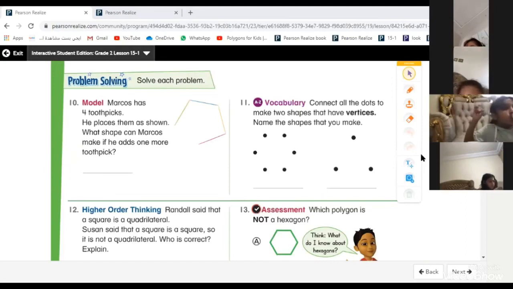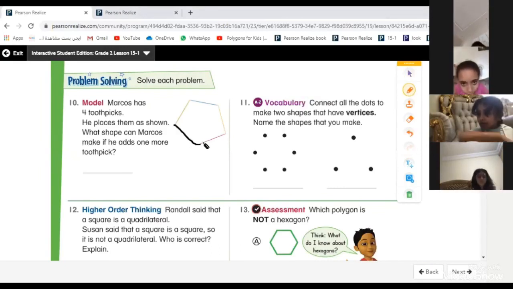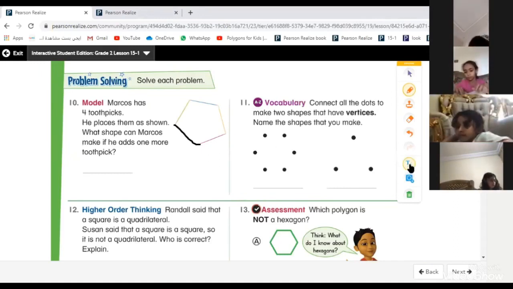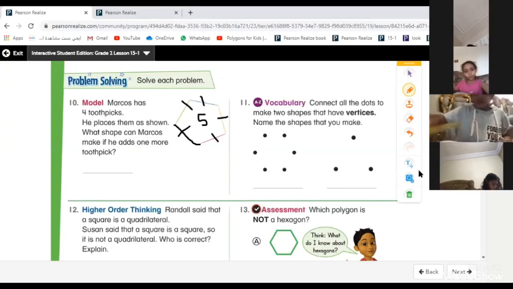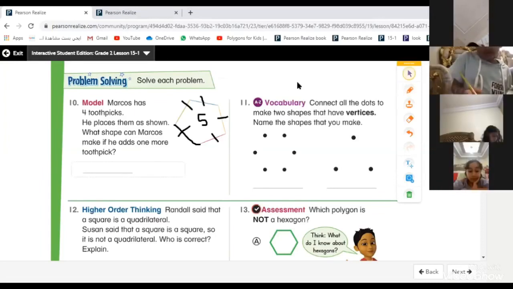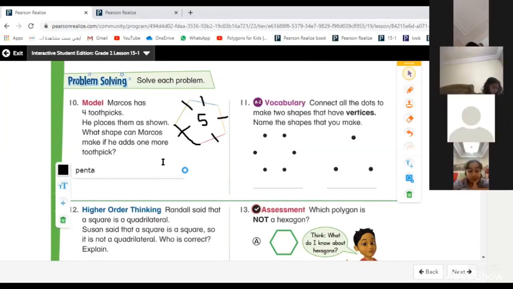Who knows? Lamar, always welcome. We will add more toothpicks here. What's the name of this shape? What do we call this shape? Let us count. 1, 2, 3, 4, 5 sides. What do we call this? We call it pentagon. Excellent. Pentagon. Thank you. Okay.